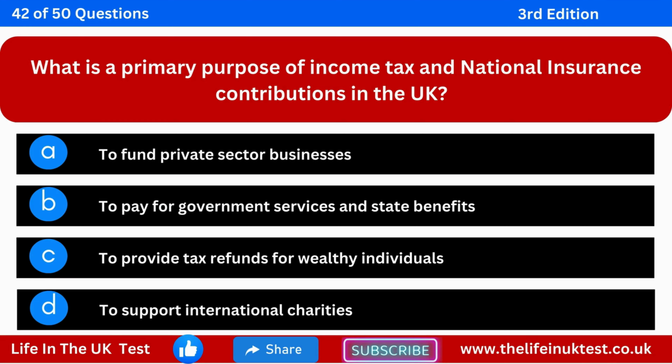What is a primary purpose of income tax and national insurance contributions in the UK? Option A, to fund private sector businesses. Option B, to pay for government services and state benefits. Option C, to provide tax refunds for wealthy individuals. Option D, to support international charities.